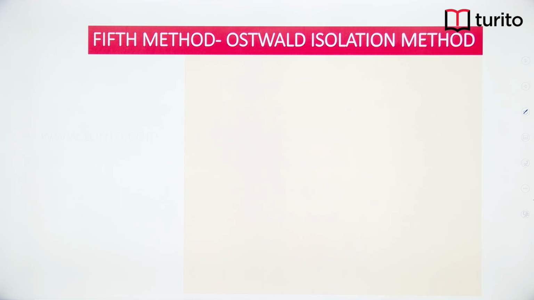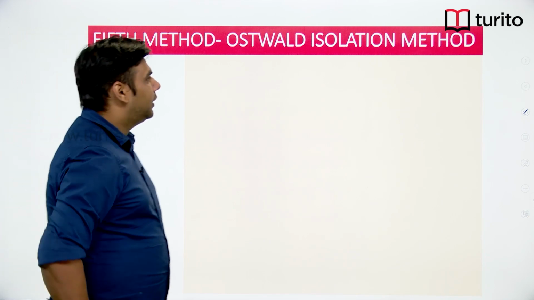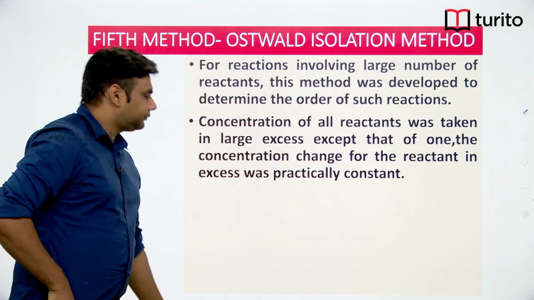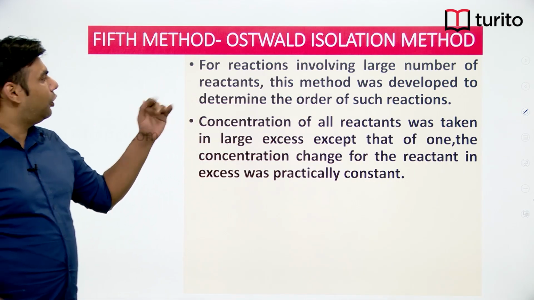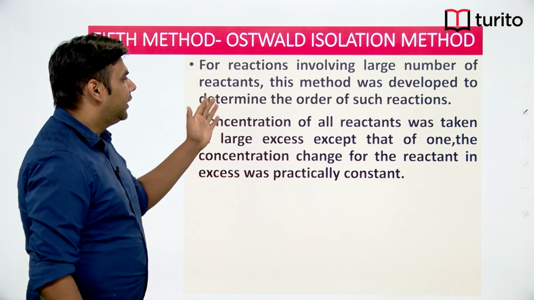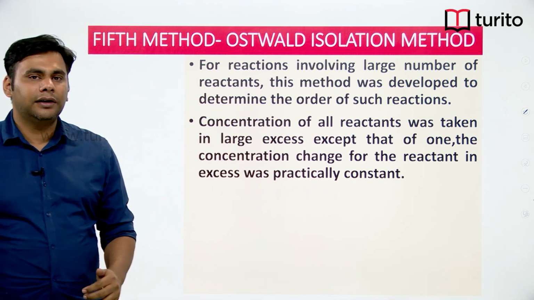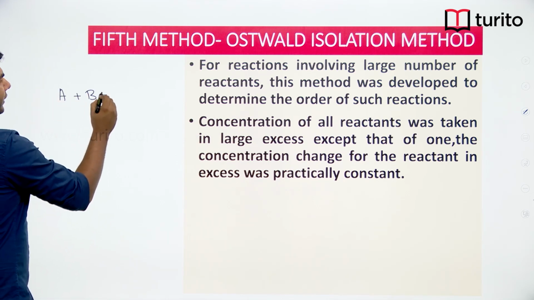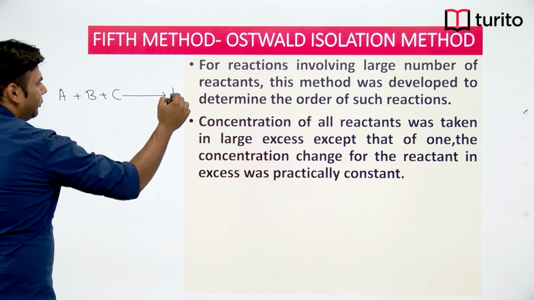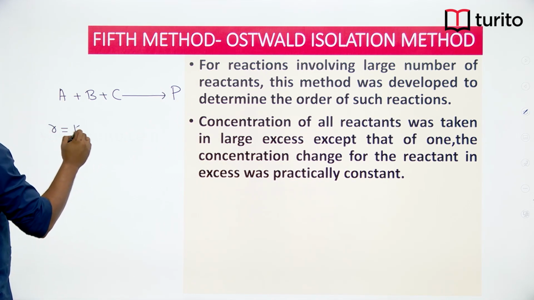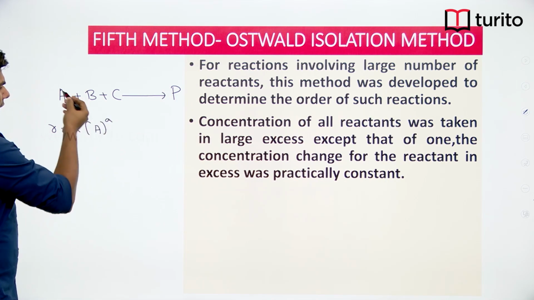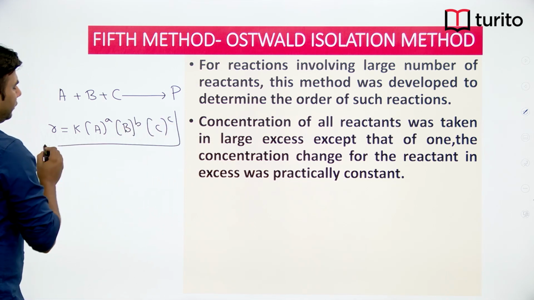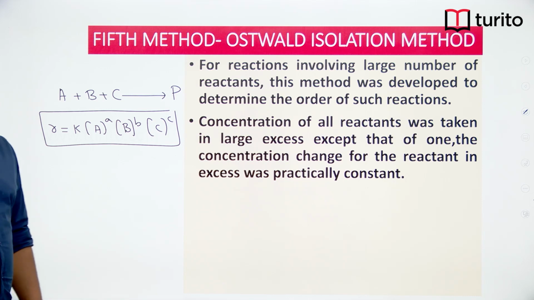Now the fifth method is the Ostwald isolation method. For reactions involving a large number of reactants, this method was developed to determine the order. Suppose we have a reaction A plus B plus C changing into some product. The rate is K into concentration of A raised to power a, B raised to power b, and C raised to power c, where a, b and c are the orders with respect to A, B and C. This would be the rate equation.